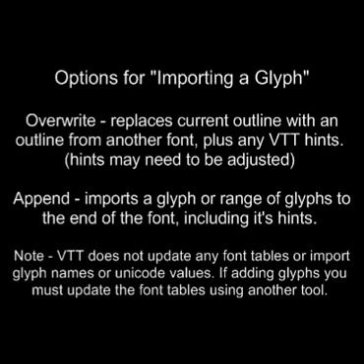The overwrite option replaces the current glyph with the outline of a glyph from another font, plus all of its hinting if it is hinted in VTT. For example, its current VTT Talk and Glyph program. Be aware the hinting code from another font may need to be changed to match your current CVTs. The append option imports a glyph or range of glyphs to the end of a font, including any VTT hints. Note, VTT will not update all of the table information or import things like Unicode values or glyph names. Therefore, those tables will need to be updated.